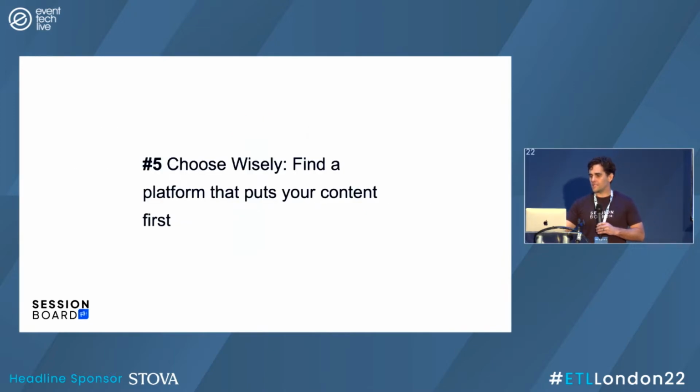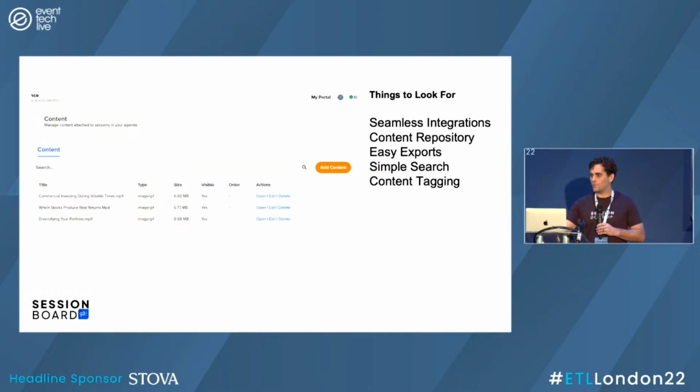And in that same line, you want to make sure you put your content first. So seamless integrations, having that content repository, having easy exports, being able to simply search through that information, and then make sure you either have a system early on that's allowing you to tag it by track, by topic, by speaker, by location. Any of that needs to be done up front, because if you're thinking about doing it after the fact, you're likely not going to be able to tag all of the information appropriately. So that's why we really think having a system to be able to do that is really critical.